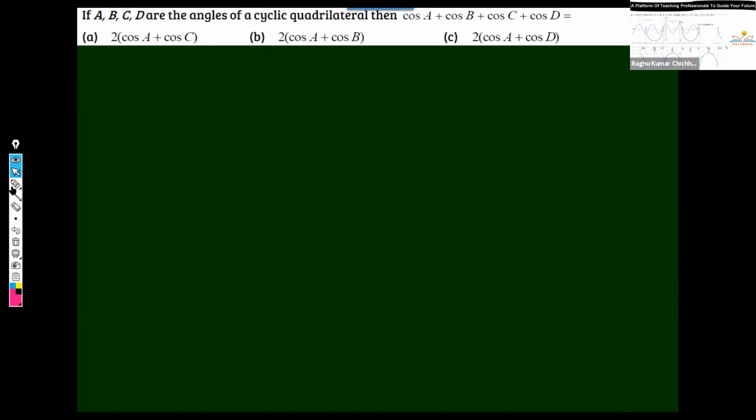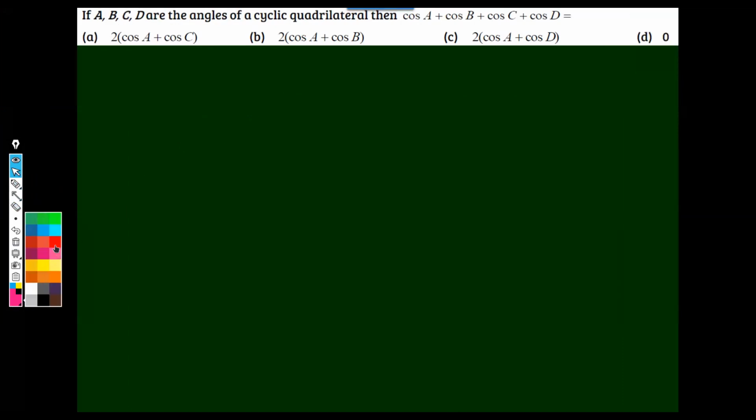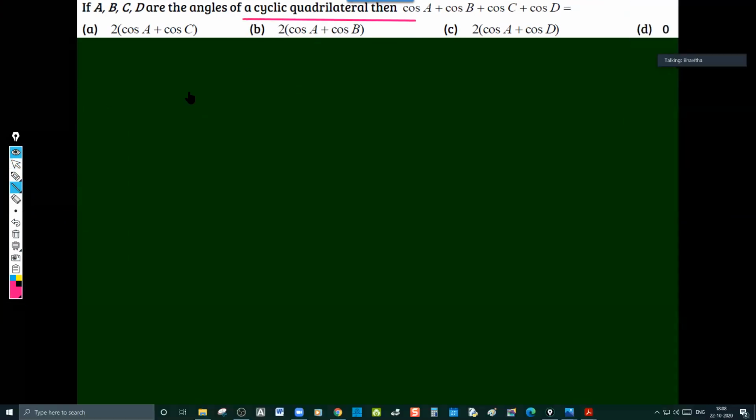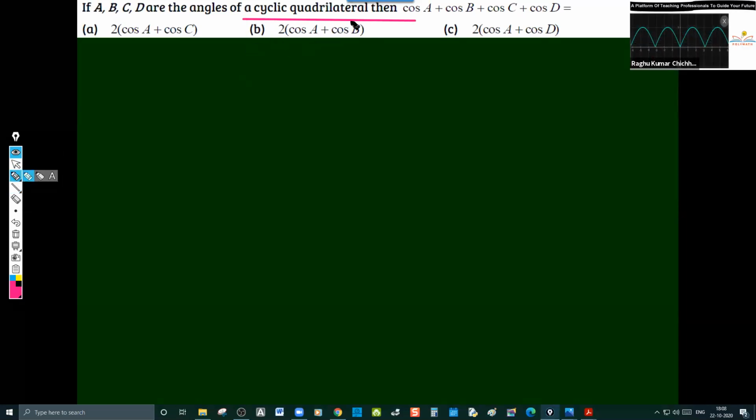Cyclic quadrilateral, first of all, do you know what is a cyclic quadrilateral? The sum of the opposite angles in a quadrilateral is equal to 180 degrees. Do you know that, Bhavi? Yes, sir. You have to make use of it. That is, A plus C is equal to 180, B plus D is equal to 180. Apply them and you can find out that. We'll be doing that anyway.